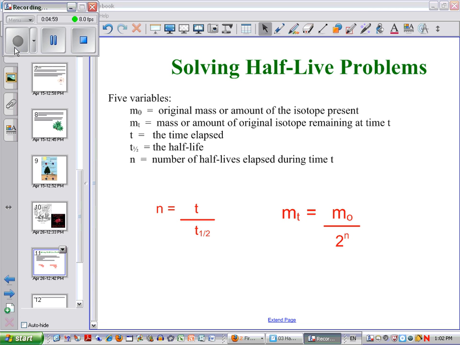So if the half-life is 20 years and 100 years has gone by, how many half-lives have passed? 100 years have gone by, the half-life's 20 years. How many half-lives have happened? 5. So N would be 5. It's the number of half-lives that can fit into that.